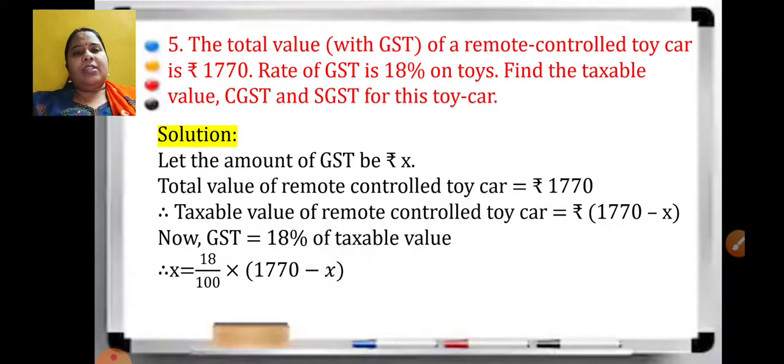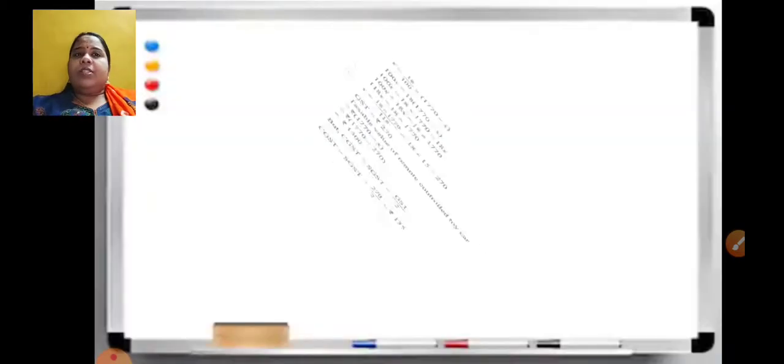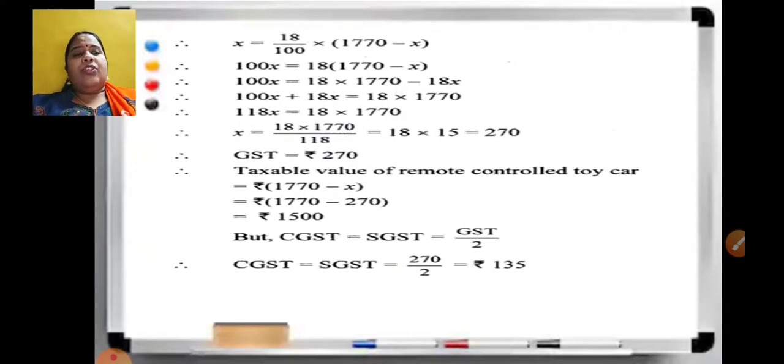1770 minus X. I hope this is understood, how we are getting it. Yes, write it, then only you will understand it better. First thing, GST amount as X. Taxable value will be, from the total value you subtract the GST, you will get the taxable value. Okay, GST rate is 18%. So X is equal to 18 upon 100 into 1770 minus X. Okay. After this, just see the calculation now.